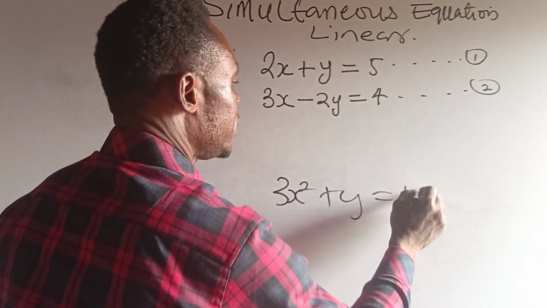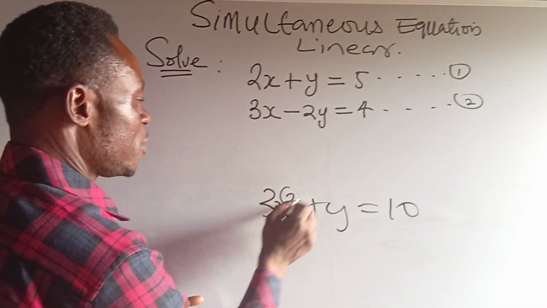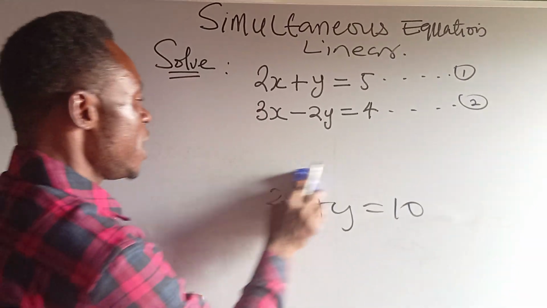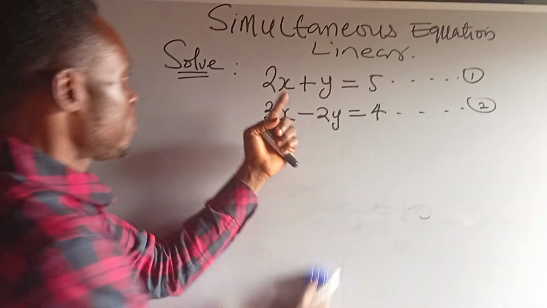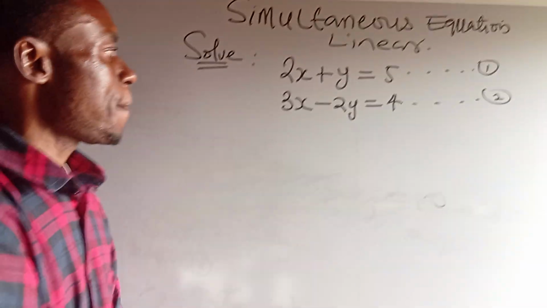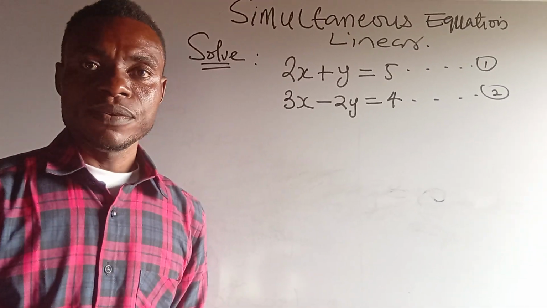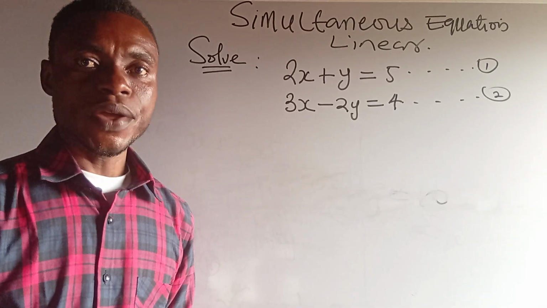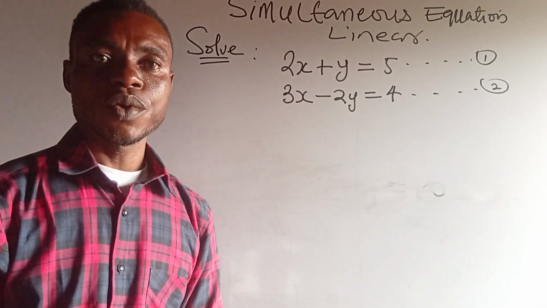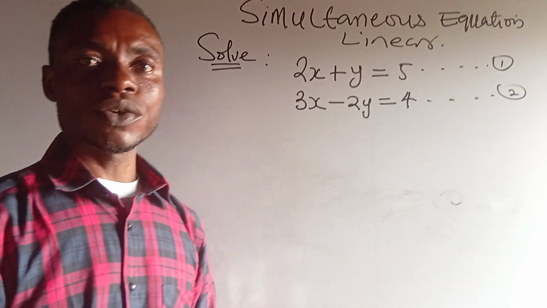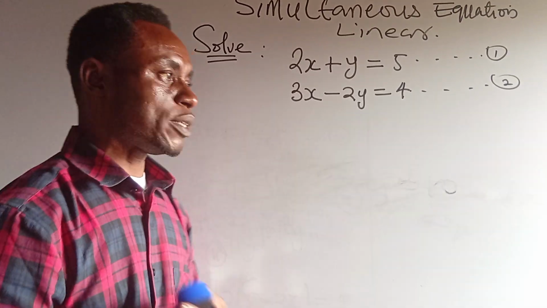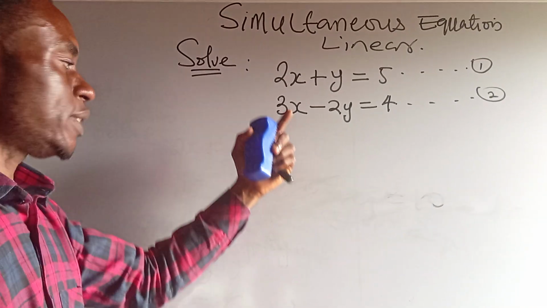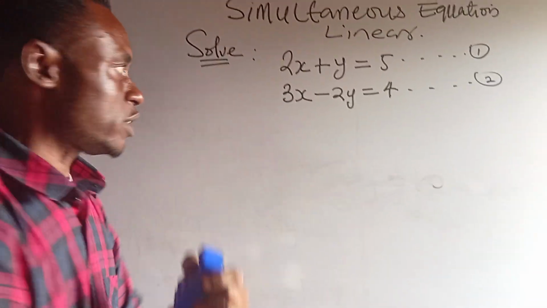Maybe y equal to 10. This one is called quadratic because of this power 2 here. But today we shall quickly look at this problem, and it is a linear equation. There are several ways to solve simultaneous linear equations. We have the substitution method, the elimination method, and the graphical method. These are the three possible ways you can solve them. But today we shall look at the substitution method first.